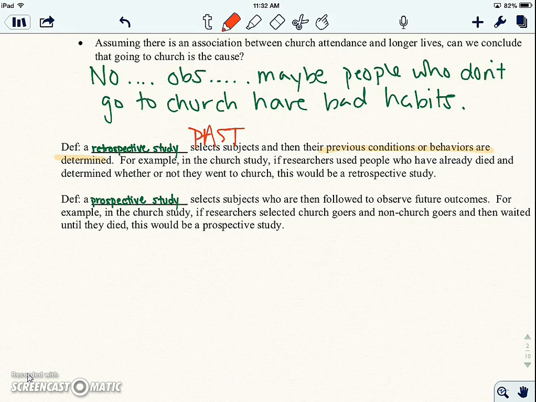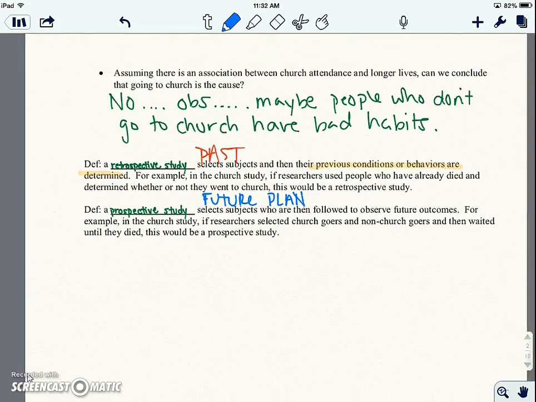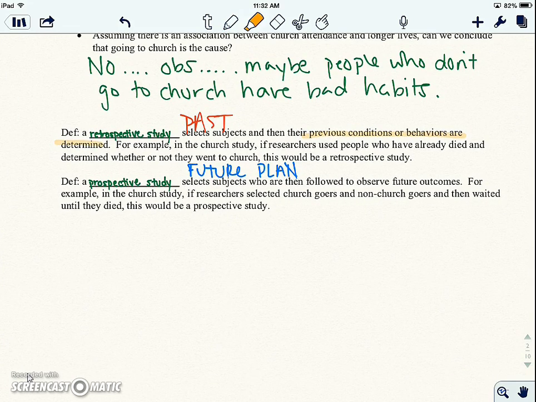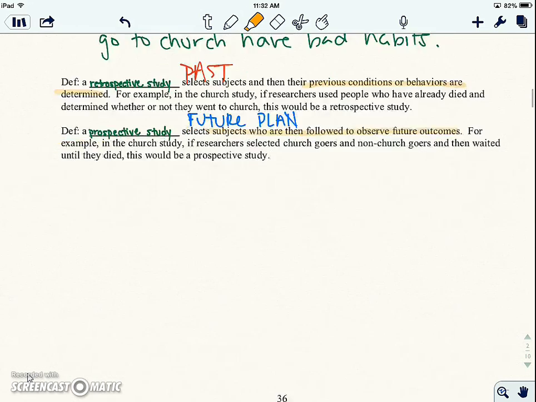A prospective study sets it up, okay? They look in the future. They plan. Okay, so they pre-select their subjects and then follow them to observe outcomes. For example, in the church study, if researchers selected churchgoers and non-churchgoers and then waited until they died, that would be a prospective study. Okay.